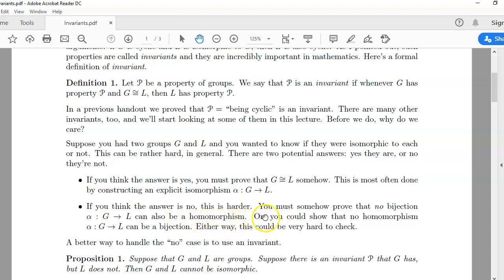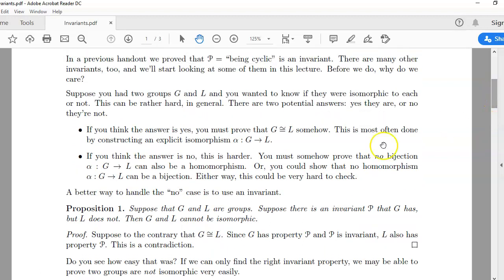Or you could vice versa this. You could prove that no homomorphism can ever be a bijection, right? Either way, that could be a lot of work. There could be, unfortunately, infinitely many things to check. So when you think that your two groups are not isomorphic, that can be very hard to prove unless you knew how to use invariants. Okay, a better way to handle the no case is to use an invariant.